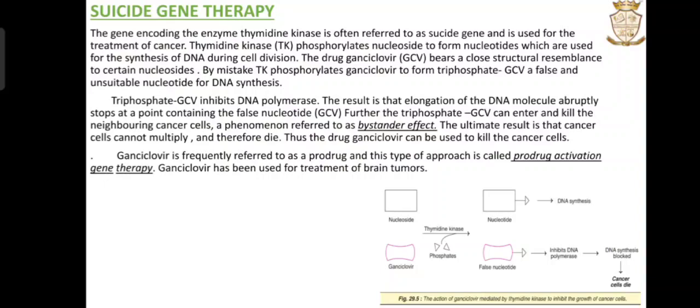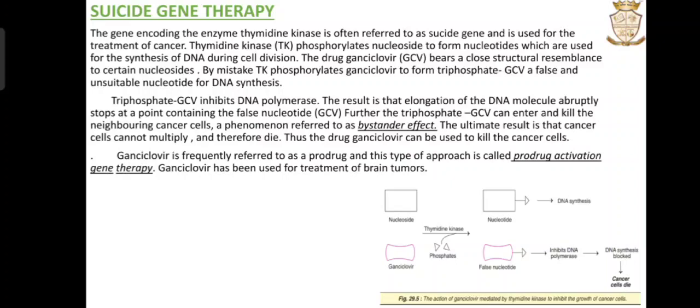Suicide gene therapy. The gene encoding the enzyme thymidine kinase is often referred to as the suicide gene and is used for the treatment of cancer. Thymidine kinase phosphorylates nucleosides to form nucleotides, which are used for the synthesis of DNA during cell division. The drug ganciclovir bears a close structural resemblance to certain nucleosides.